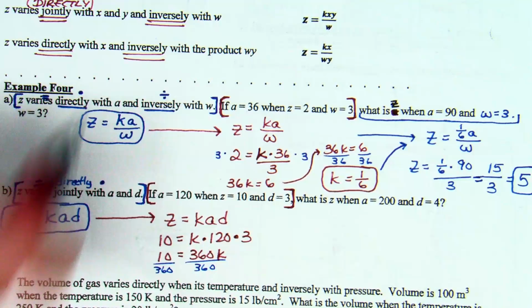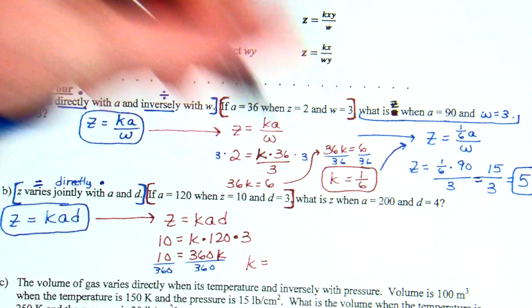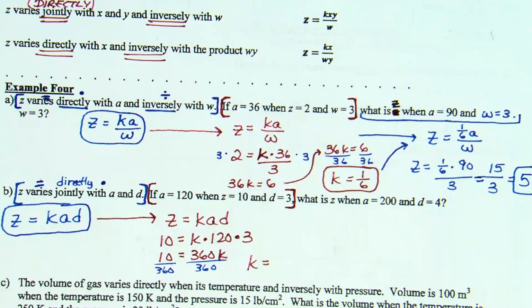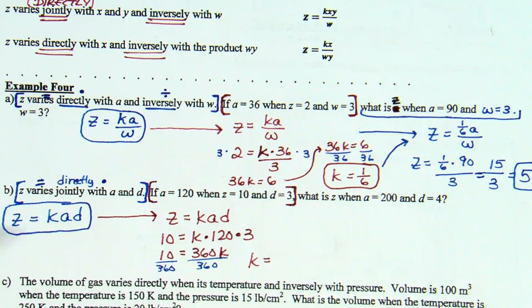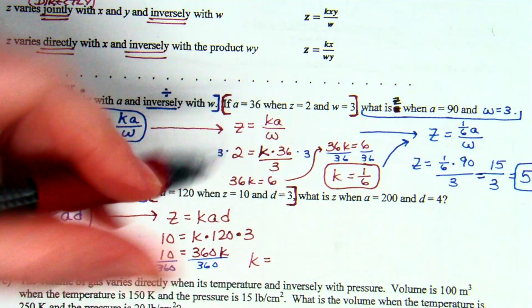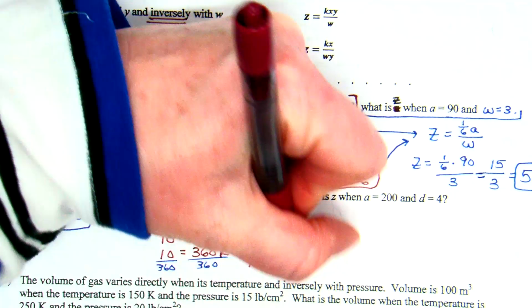What is 10 divided by 360 as a fraction? 1 over 36, because what's the shortcut here? I can... Are you okay with the shortcut that I can cancel off a 0 here? So it's 1 over 36. Okay, there's my K.